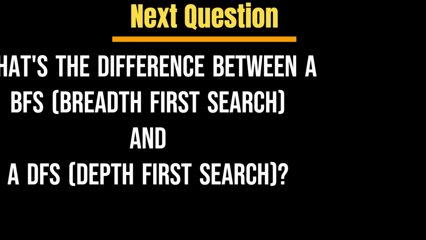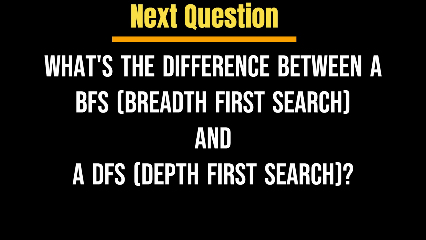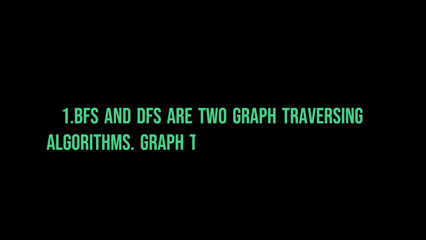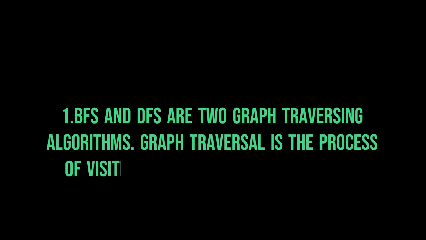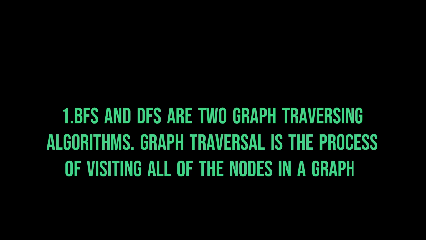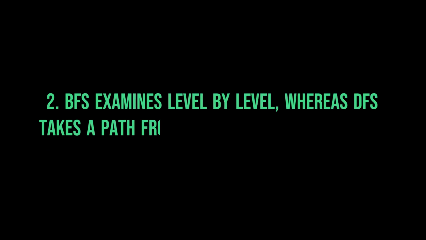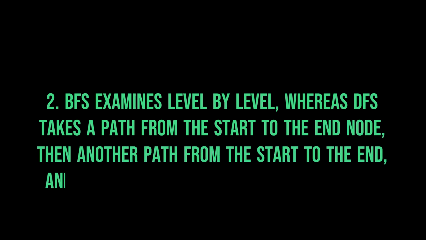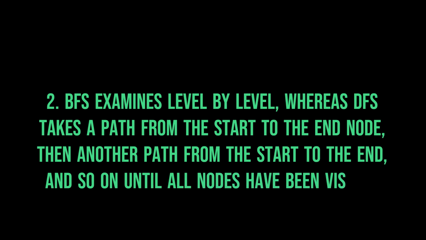Next question, what's the difference between a BFS, breadth first search, and a DFS, depth first search? Answer. Differences between breadth first search and depth first search are the following. 1. BFS and DFS are 2 graph traversing algorithms. Graph traversal is the process of visiting all of the nodes in a graph. 2. BFS examines level by level, whereas DFS takes a path from the start to the end node, then another path from the start to the end, and so on until all nodes have been visited.